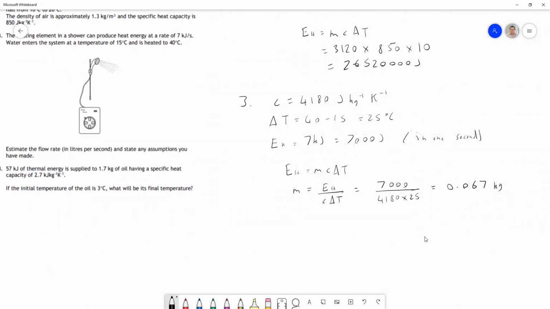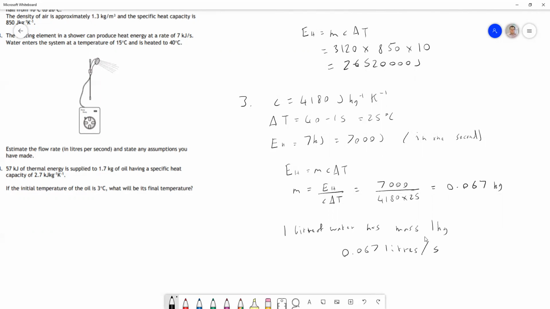Now, something we're not told in the question, but we know from elsewhere, and we would be given this in an assessment, is that 1 litre of water has mass 1 kilogram. So this means if we have 0.067 kilograms, we have 0.067 litres. And because we know this is the energy required in 1 second, this is 0.067 litres per second.